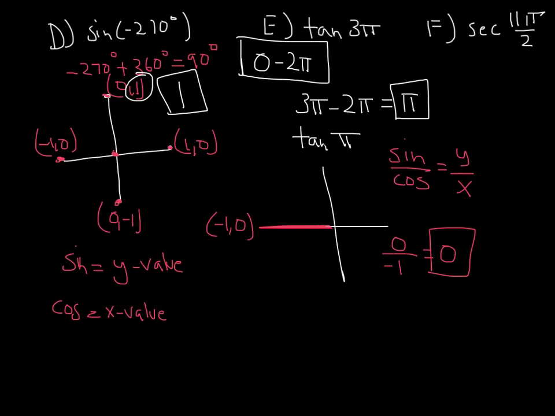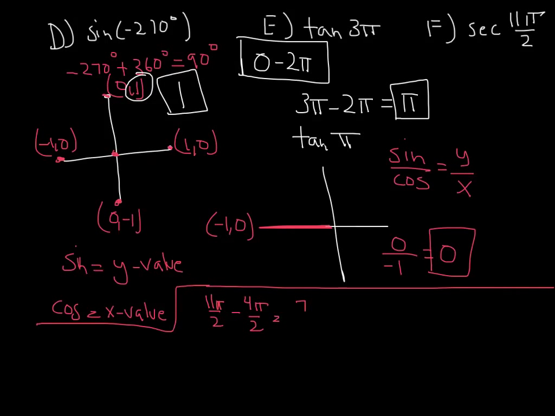All right, last example, part F. Secant of 11 pi over 2. Okay, we're running out of space here. Let's see if we can do all of this in this little space right here. All right, 11 pi over 2. I don't like that angle. That's too big. So we're going to cut it down. So 11 pi over 2, we're going to subtract 2 pi. 2 pi is the same as 4 pi over 2 after I get a common denominator. And what do I get? I get 7 pi over 2.